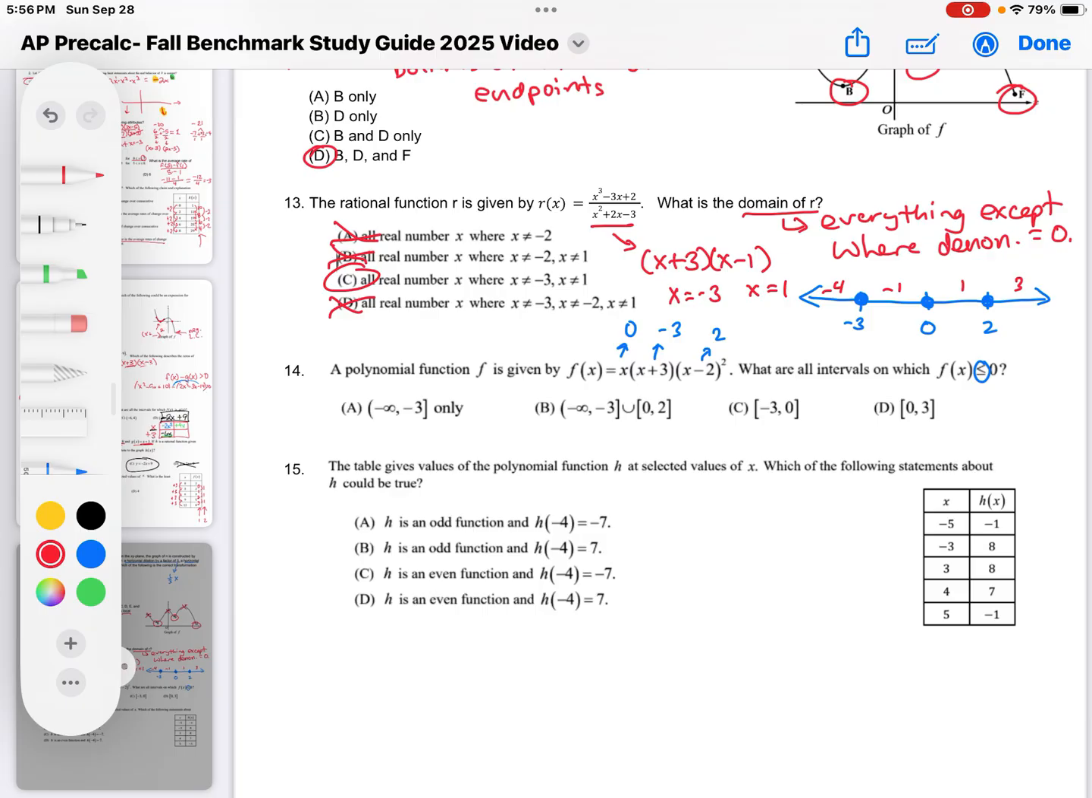When I look at my factors, I have a factor of x. So the factor of x is just going to be the sign of the test number you picked. So I know in this one it'll be negative, negative, positive, positive. For x plus 3, if I plug in -4, that'll be a negative factor. If I plug in -1 to that factor, that'll be a positive factor. If I plug in 1 to that factor, it'll be positive, and if I plug in 3 to that factor, it will be positive.